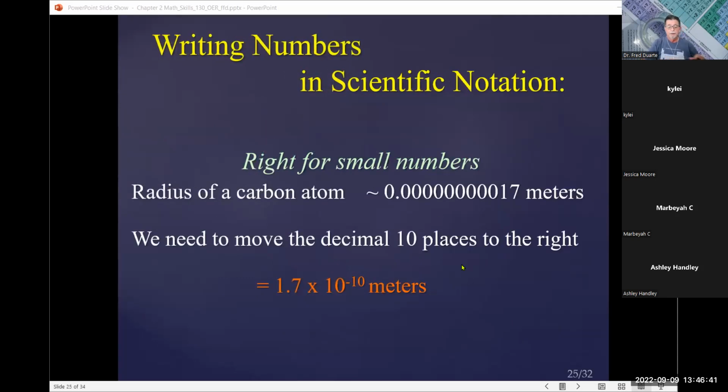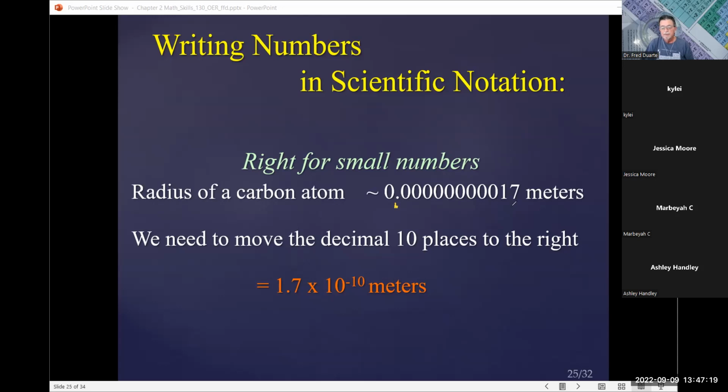All right, so that is for a number that is greater than 1. Notice the exponent was positive. We will occasionally work with numbers that are much less than 1. For example, this number here, 0.000, etc., 17. We have to write that in scientific notation so we can put it in the calculator. The procedure is the same, except instead of going from right to left, in this case, you're going from left to right. So find the decimal point, okay?